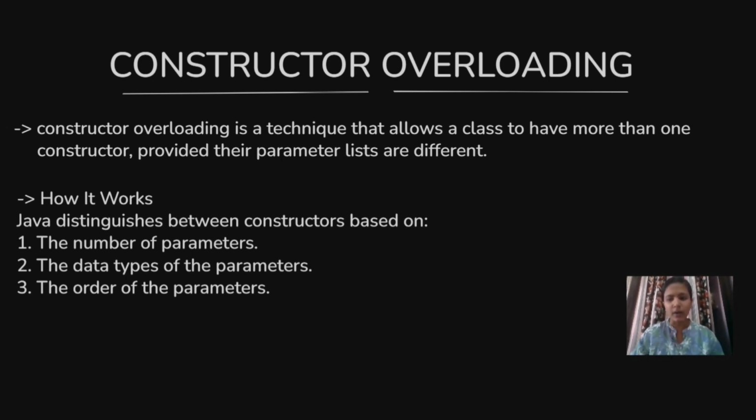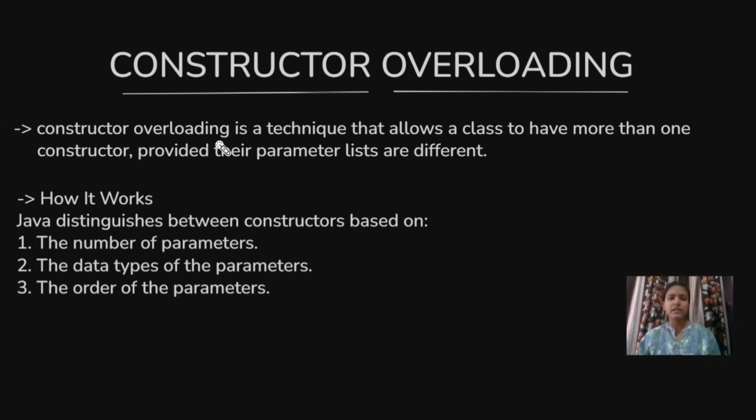So let's start now. Basically, constructor overloading is a technique that allows a class to have more than one constructor, provided their parameter lists are different. A constructor is called when the object is created, and if we do not create a constructor manually, a default constructor is created by default and it is invisible. So according to the object we create, the matching constructor is called.